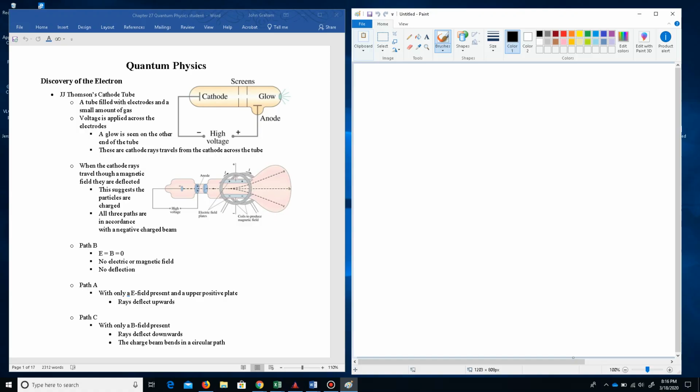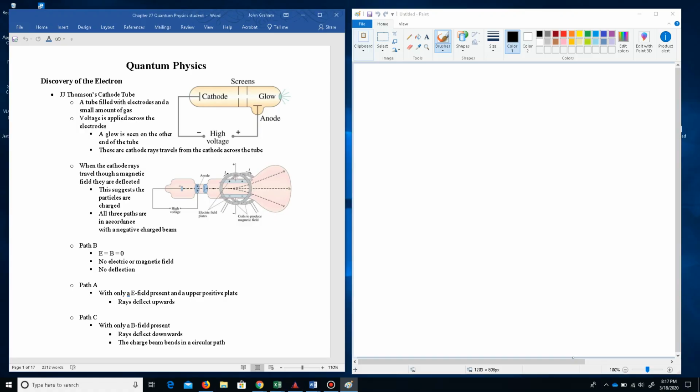So they decided to put this tube within a magnet. What they noticed was the paths changed, and they had three different paths. The first path went straight ahead, which we see when the electric field is equal to the magnetic field, so there's no net deflection, and nothing's being detected.